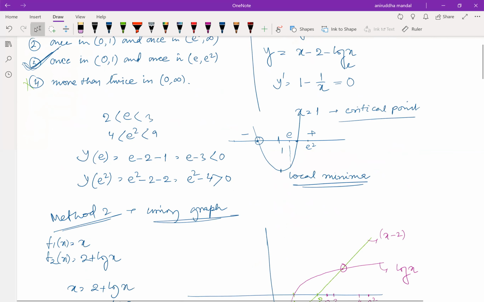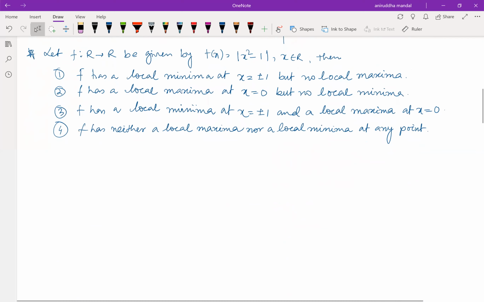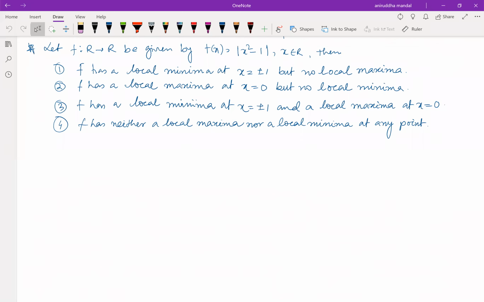Okay, let's move to the second problem. A function f(x) equal to mod of x square minus 1 is given. So we have to check for maxima and minima points. Here what we can do is simply solve for x, using calculus first, and second using a graph.